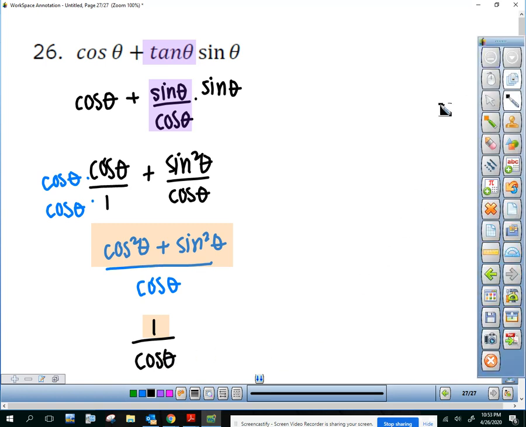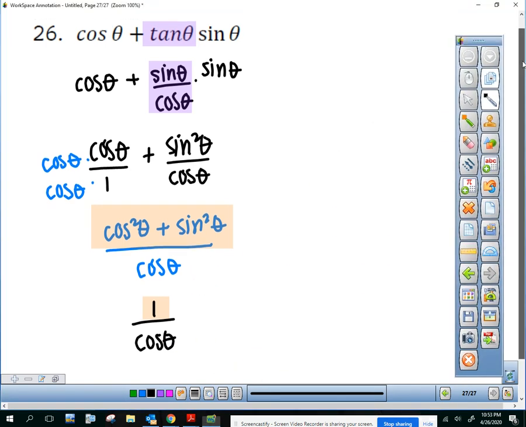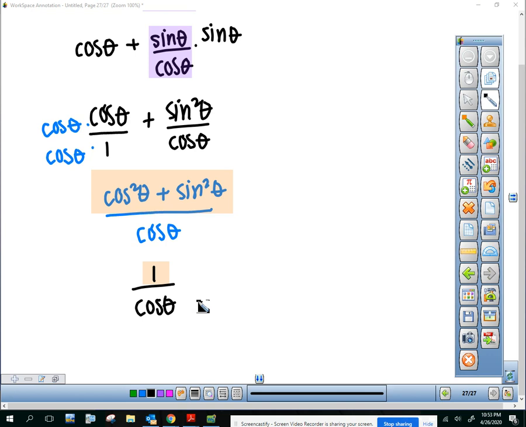And then you've got 1 over cosine, which technically is simplified to a single trig function, but it's also a fraction. If you can get it to not be a fraction, that's what you want to do, which here you would just use a reciprocal identity. 1 over cosine is equivalent to secant.